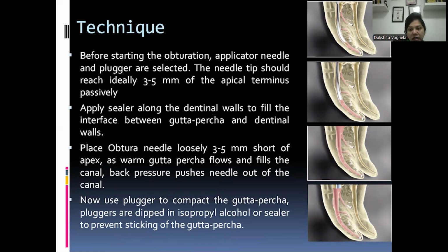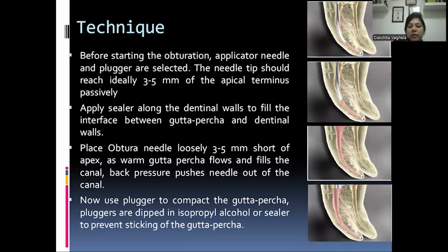You have to reach, the needle tip should reach 3 to 5 mm of the apical terminus passively. Apply sealer along the dentinal walls to fill the interface between gutta percha and dental walls. Place the obturator needle loosely 3 to 5 mm short of the apex as warm gutta percha flows and fills the canal. So with the obturator needle, the heated GP which is melted is filling the canal, and this should be 3 to 5 mm short of the apex.